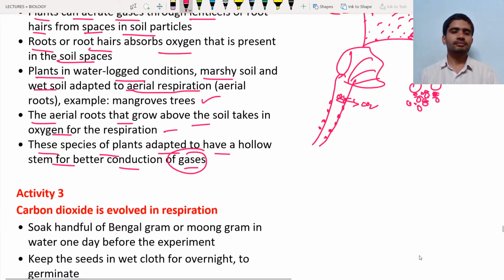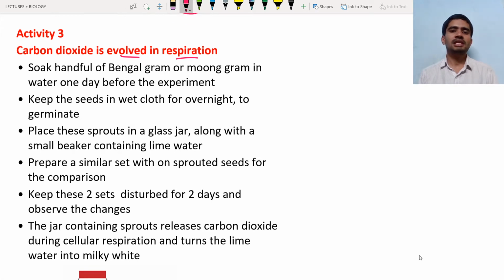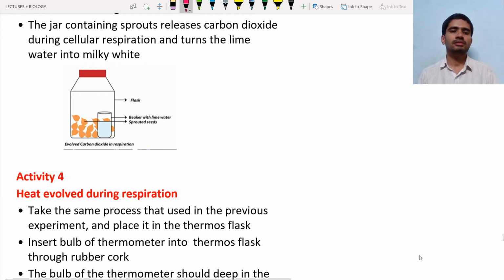Next, activity 3. In this activity, we have to show that carbon dioxide is evolved during respiration. This experiment is very easy. First we have to take seeds. You can take moong dal seeds or horse gram or any seeds. Take a handful of the seeds and soak them in a beaker containing water for 1 day before the experiment.